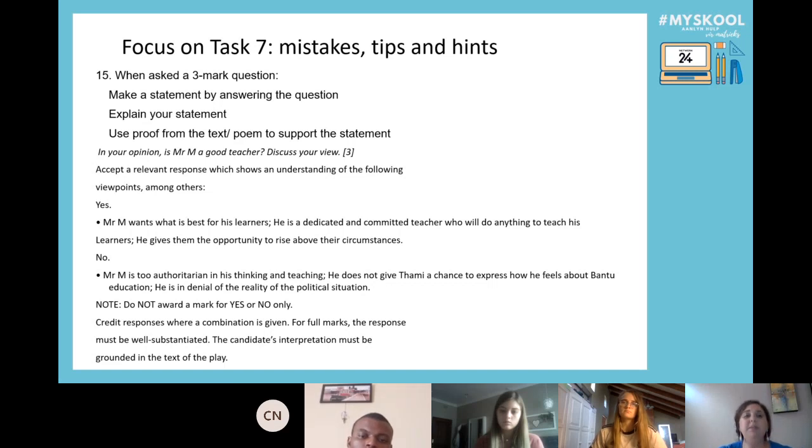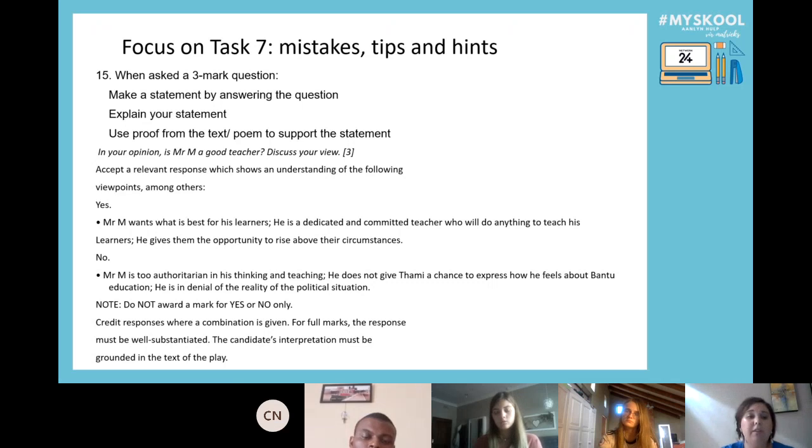For example, Mr. M is too authoritarian. He tells Tommy he will take part in the literature quiz. He doesn't ask. He doesn't give Tommy a chance to express how he feels about Bantu education, and he's in denial of the reality of the political situation.